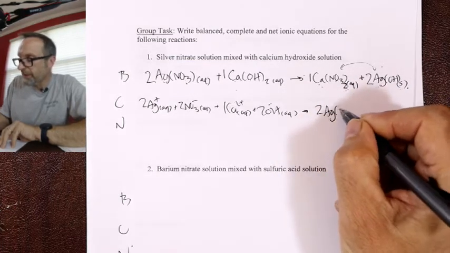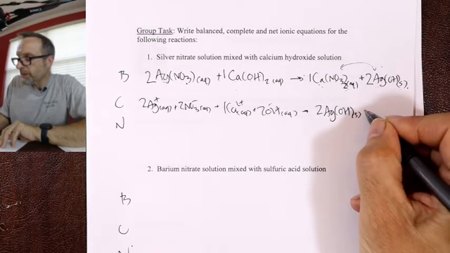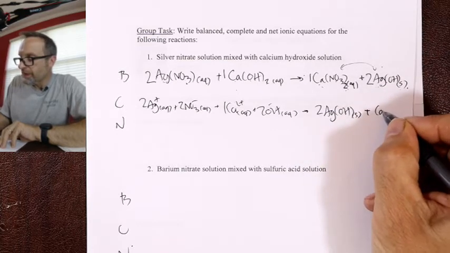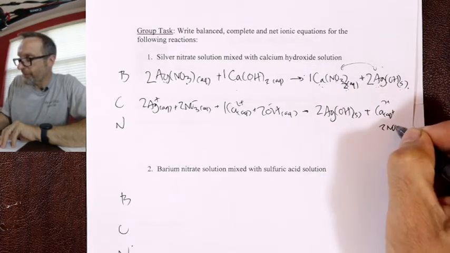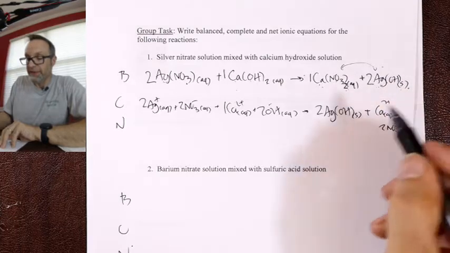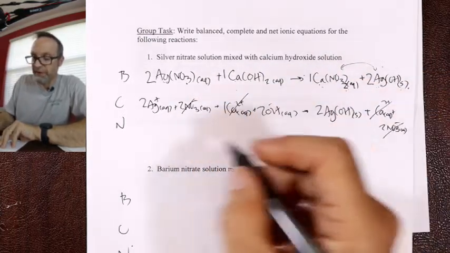2AgOH solid, plus one calcium and two nitrates. What cancels? Nitrates and calciums. What am I left with?